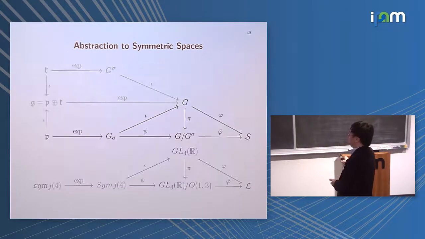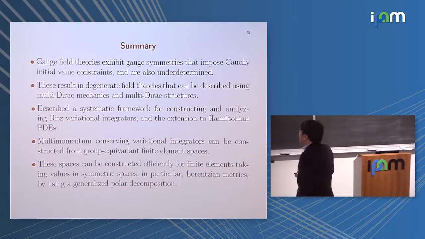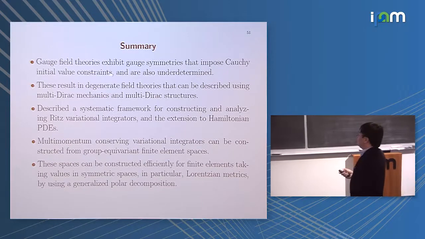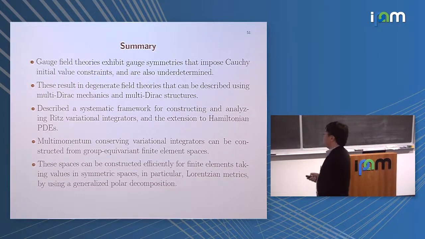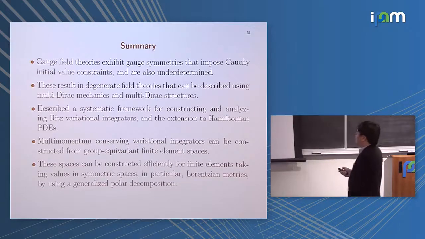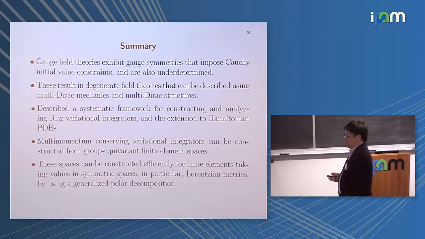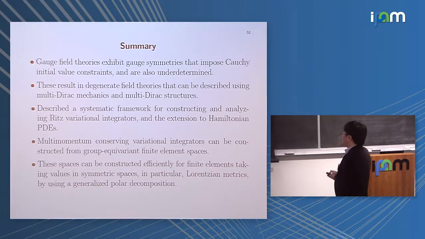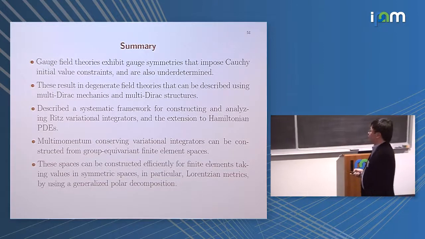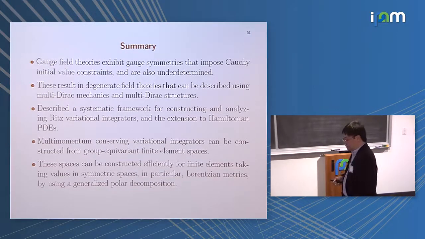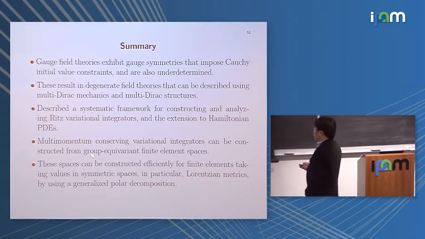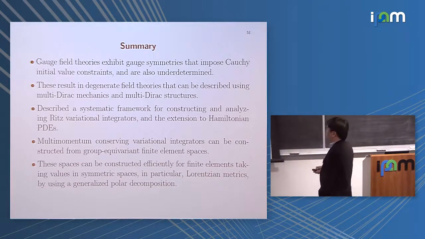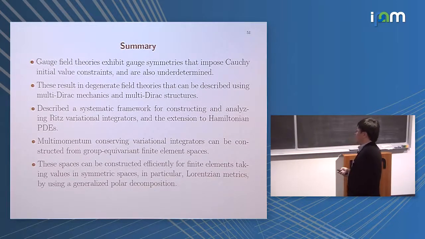So, all right, let me summarize by saying that gauge field theories exhibit gauge symmetries that impose Cauchy initial value constraints and are also undetermined. These result in degenerate field theories that can be described using multi-Dirac mechanics and multi-Dirac structures. I've described for you a systematic framework for constructing and analyzing variational integrators and how to extend this to the case of Hamiltonian PDEs. In particular, if you want numerical methods which are multi-momentum preserving, these can be constructed in the variational integrator framework by choosing group equivariant finite element spaces.